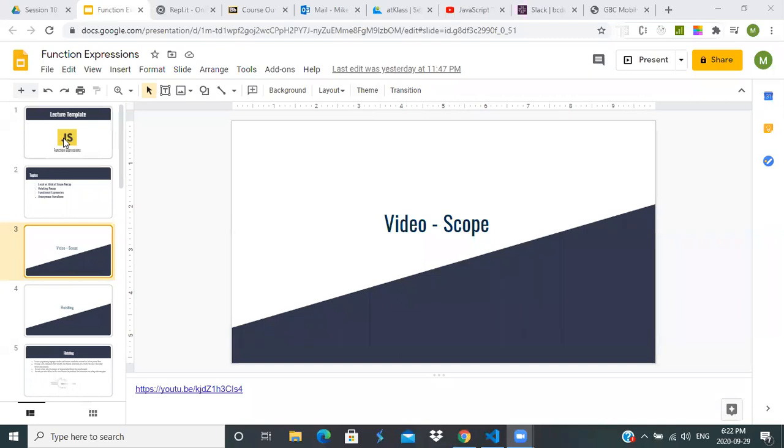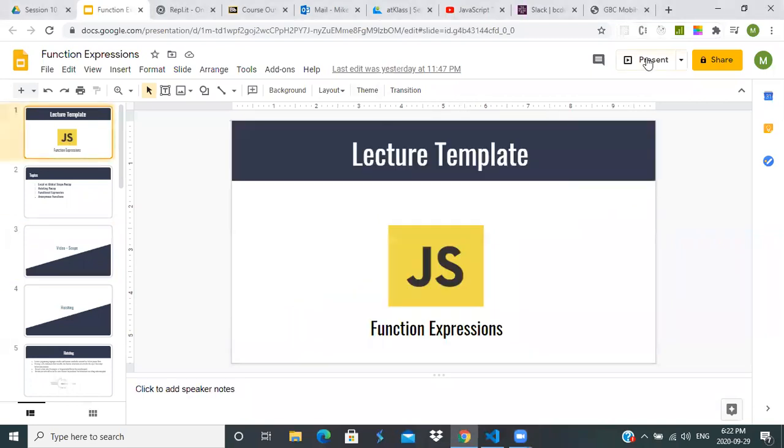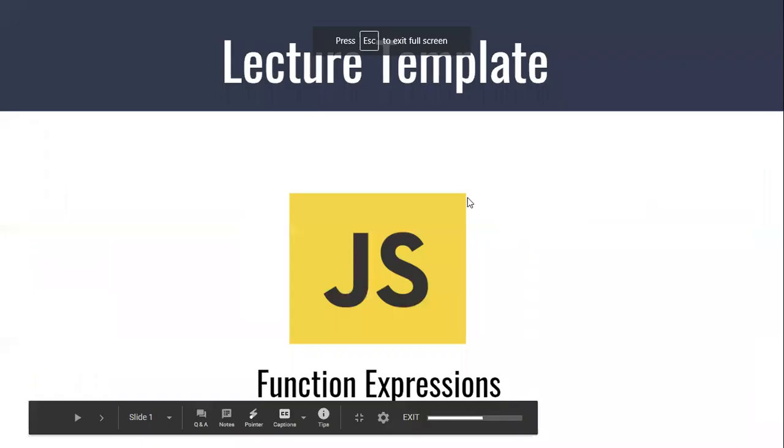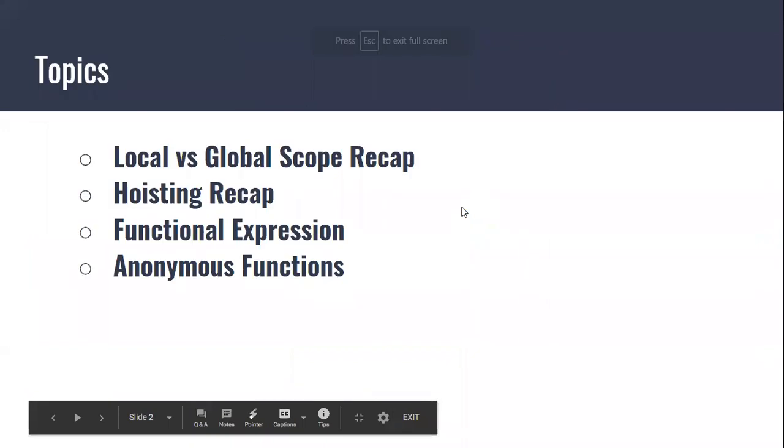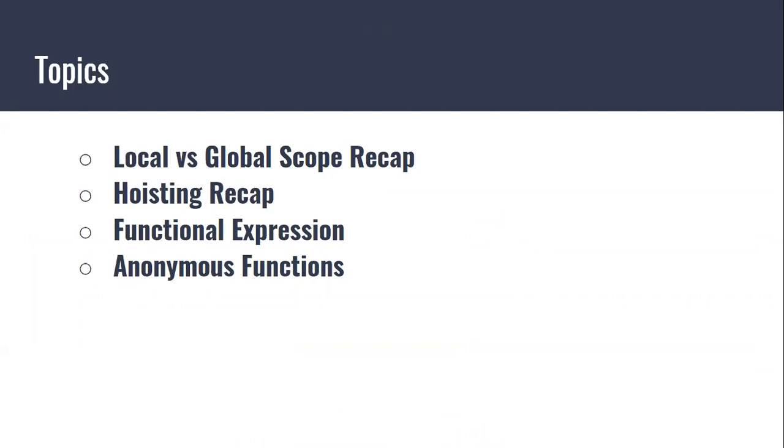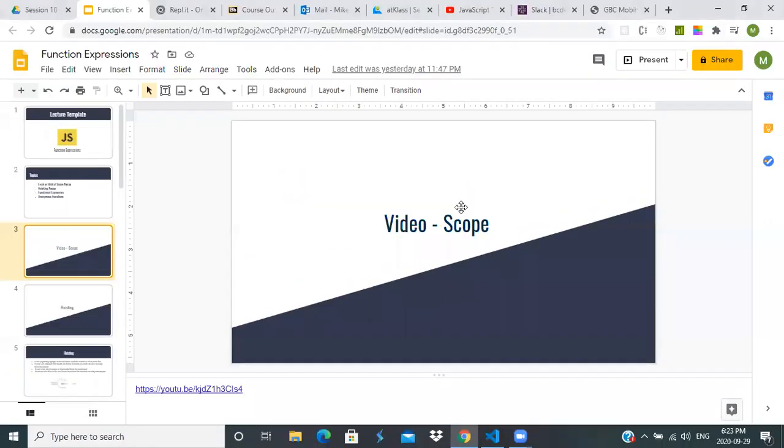All right. Functional expressions. We're going to have to do it ad hoc a bit without the videos, but let's do it. Local versus global scope recap, hoisting recap, functional expressions and anonymous functions. So we had that video there, and really what that was trying to establish was that we have the concept of global scope and local scope.